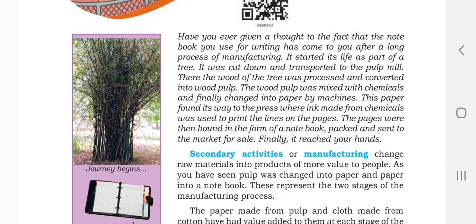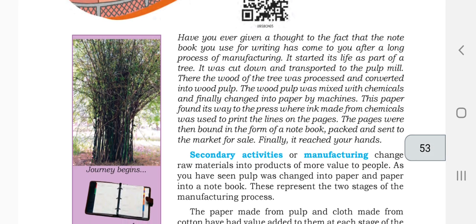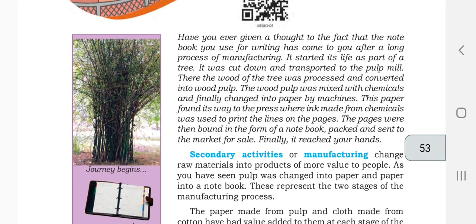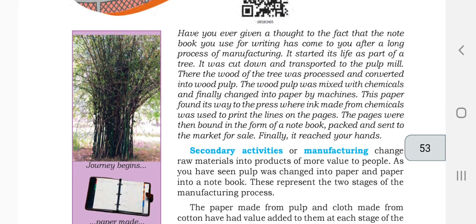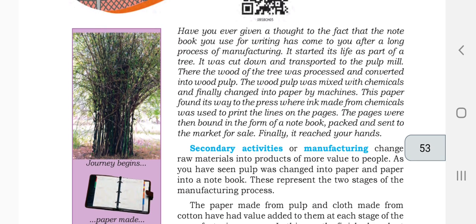So, this is the process. The paper was used to print the lines on the pages that we see in the notebooks. The pages were then bound in the form of a notebook, packed and sent to the market for sale. So finally, it reached your hand. Whatever books you are holding or use for writing, all comes through this process from the tree to the finished product, that is a notebook.